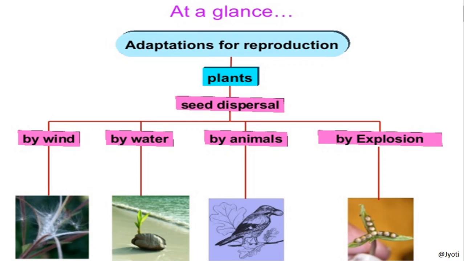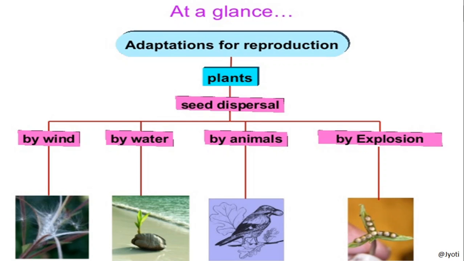Then animals. Among animals, the birds play an important role, especially the fruit eating birds. When the bird eats the fruit, the seeds are often not digested by its digestive system, and along with the fecal matter, the seeds are released. The healthy seeds are released, and in this way the seed gets dispersed from one place to another.